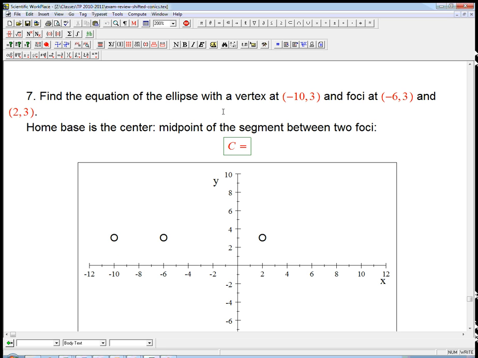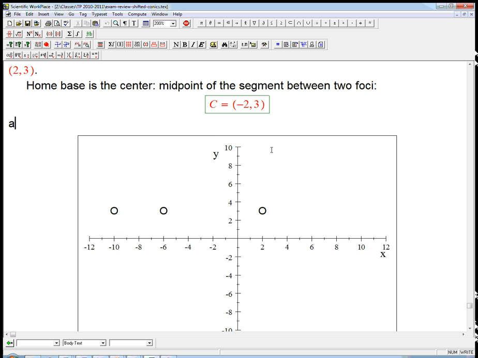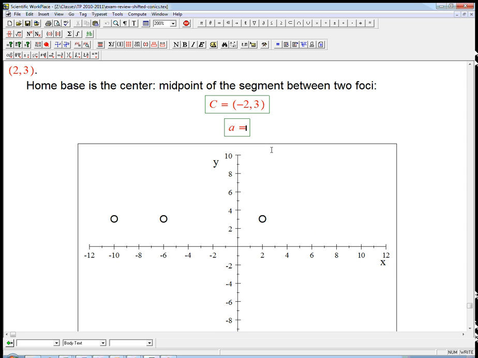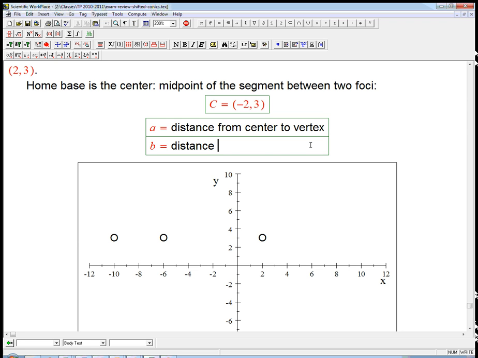And so the center is going to be the point, let's see, -6 plus 2 is -4, divided by 2 is -2. And then 3, of course, the average of 3 and 3 is just 3. Okay, that's really key, because everything is really relative to the center. So let's remember, A is equal to the distance from the center to either one of the vertices. We're going to be able to read that off, because now we know the center and we know a vertex. B equals the distance from the center to a minor vertex.